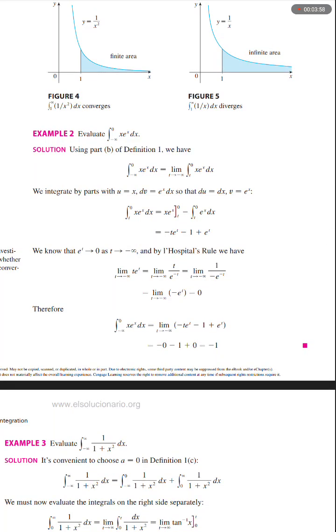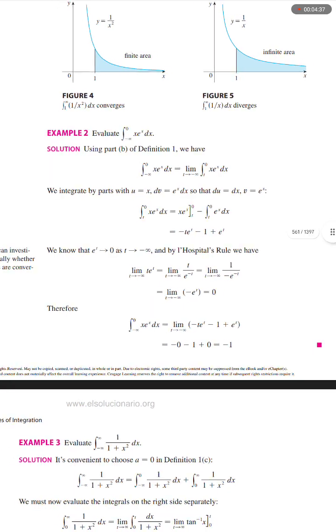Example 2. Evaluate the integral from negative infinity to 0 of x times e to the power x dx. Solution. Using part B of definition 1, we have the integral from negative infinity to 0 of x times e to the power x dx equals the limit as t approaches negative infinity of the integral from t to 0 of x times e to the power x dx.